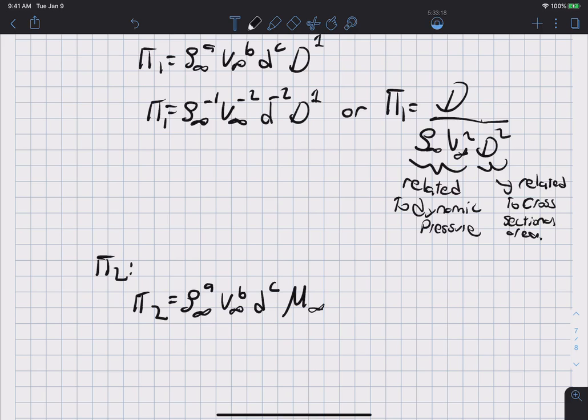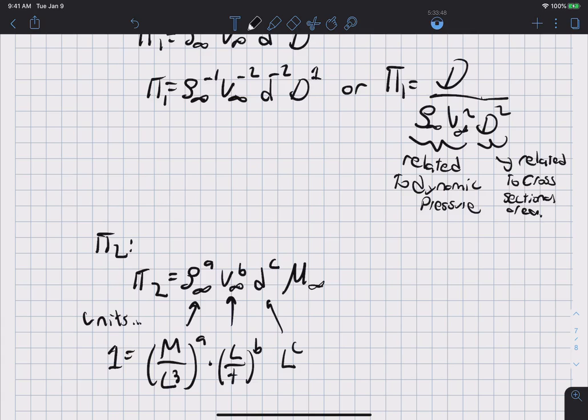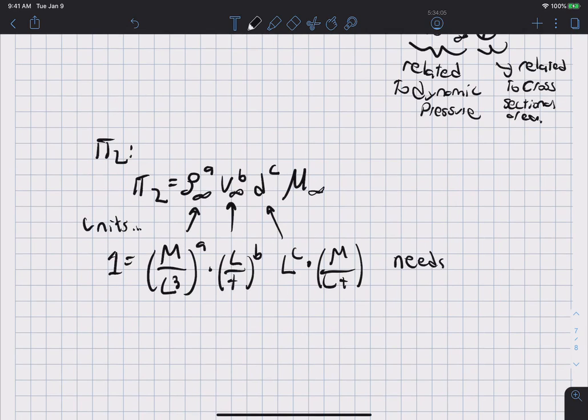Okay? And in terms of units, this becomes 1 is equal to mass over length cubed raised to the a power, times length over time raised to the b, times length to the c, times the units of viscosity, which we found earlier to be mass over length times time. And we need this to be unitless, so we do the exact same thing that we did before. So we have the powers of all the dimensions, mass, length, and time. We need those respective powers to be 0.